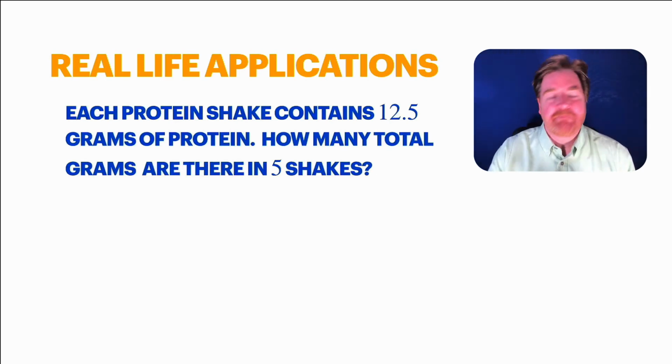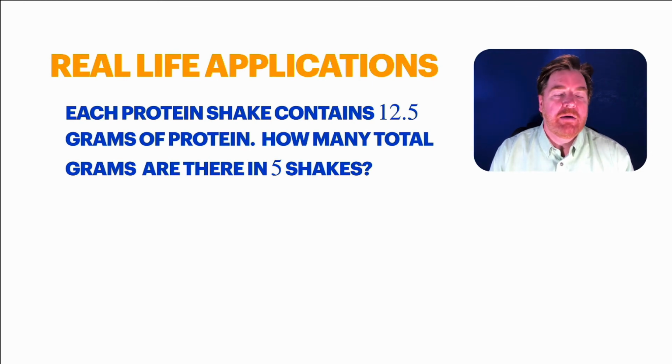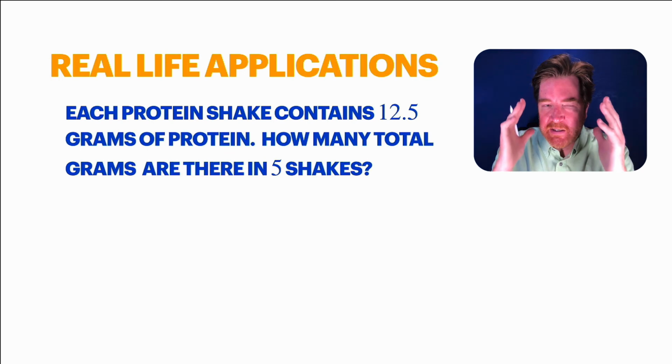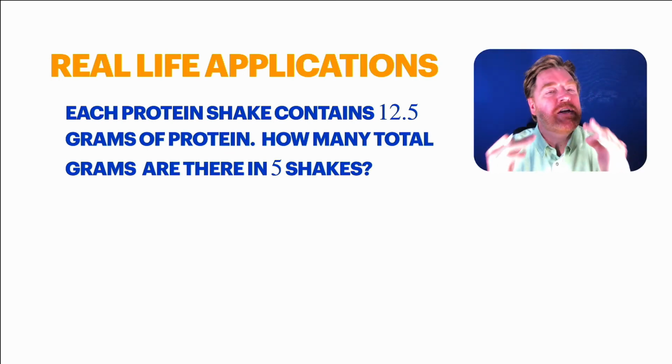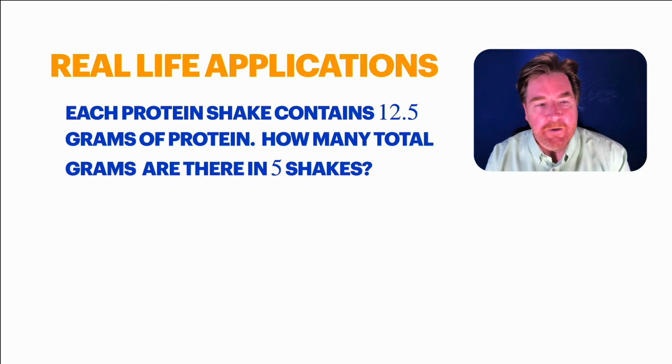All right, first one. Each protein shake contains 12.5 grams of protein. How many total grams are there in 5 shakes? All right, we'll take a look at that. And now remember, we're just thinking about which operation should we be using. What jumps out at you?